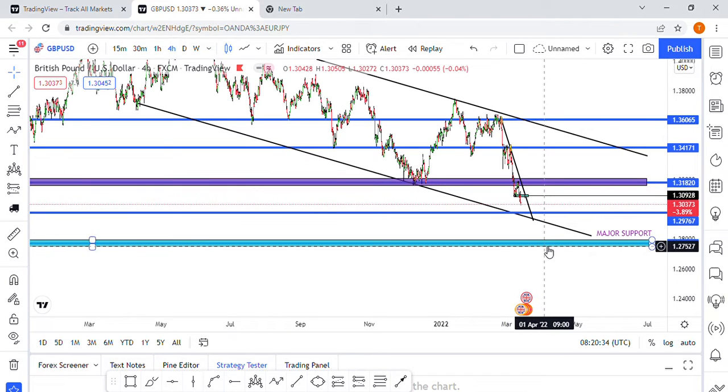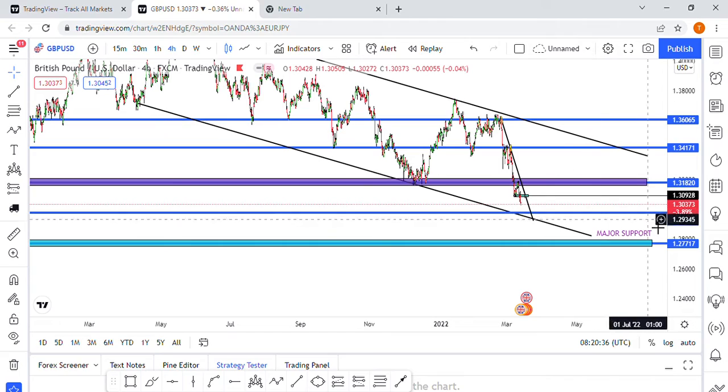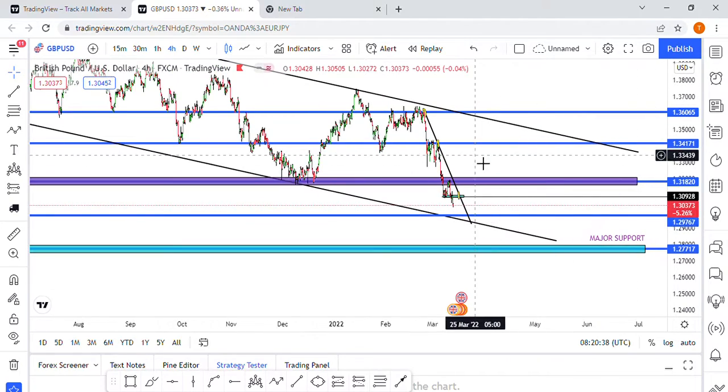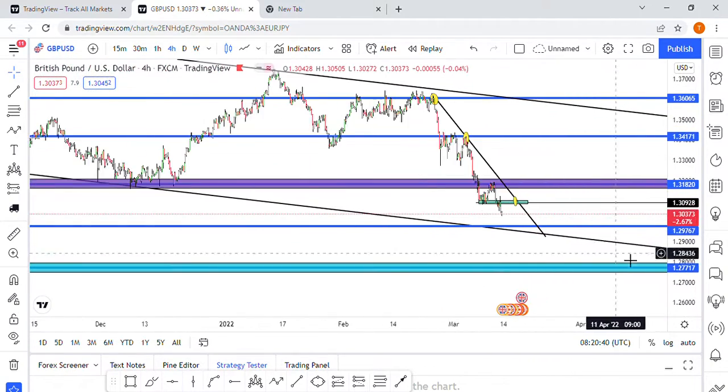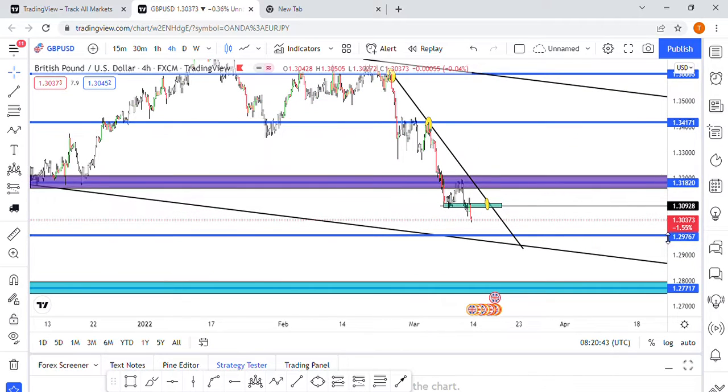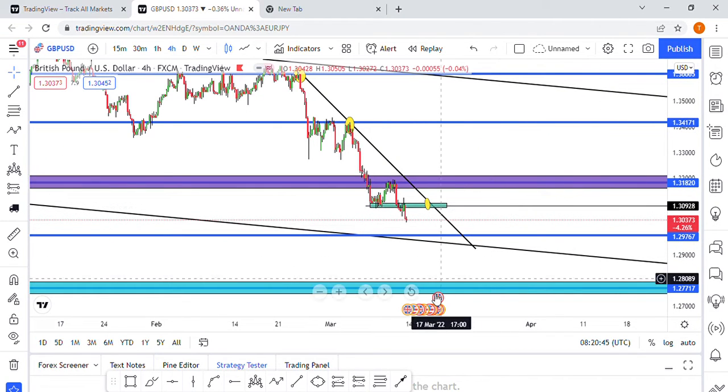With GU, I have close to like 3 scenarios which I'm seeing. Any one of them could happen. We talk about scenario one. Scenario one for me is when price is going to shoot to here. This is in confluence with the trend line as well as a key area of support somewhere.